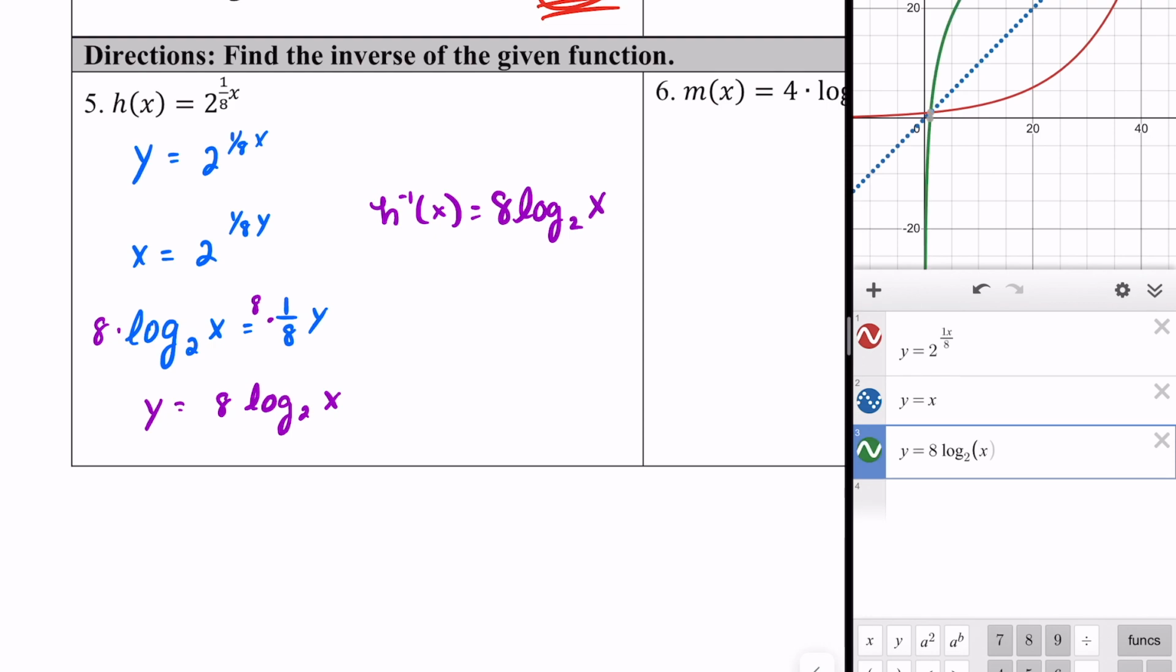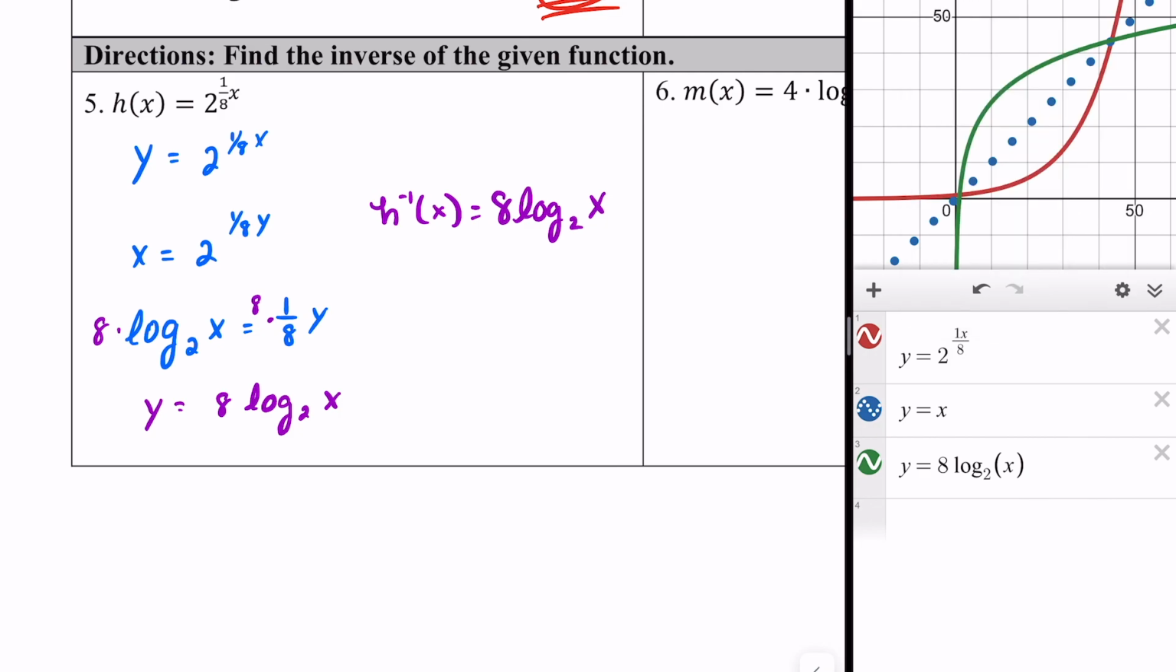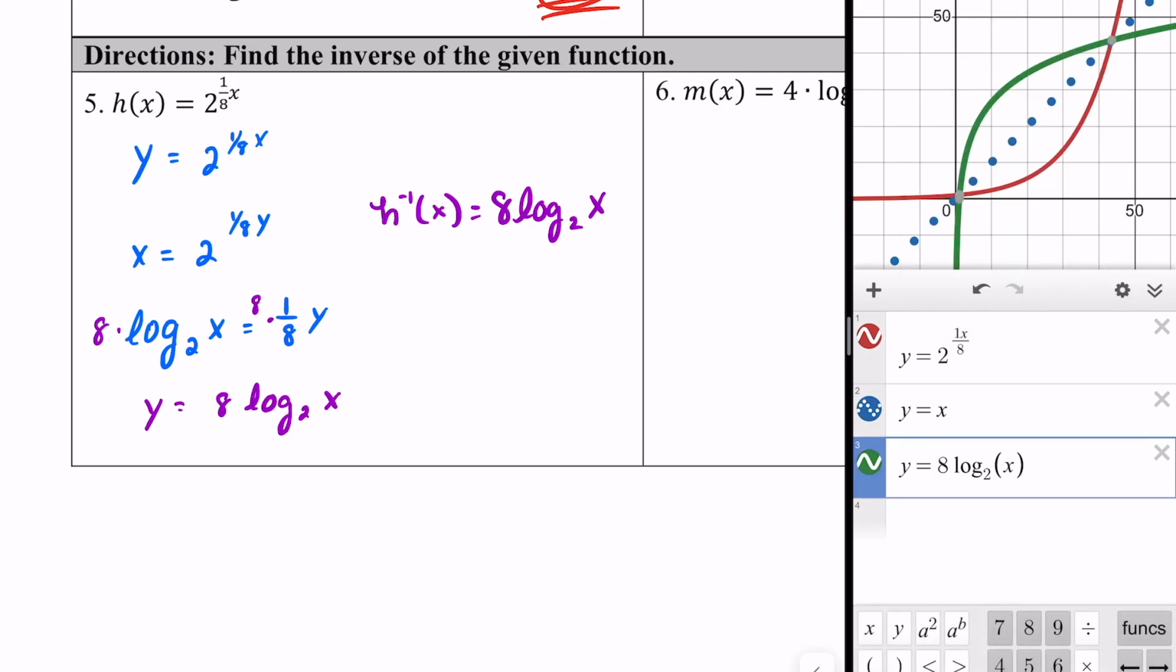There we go. So yeah, those two are inverses of each other, and you can see it right there. They have that nice reflection about that dashed line. Let's make it dashed instead of that. There we go. And that's what inverses should look like.